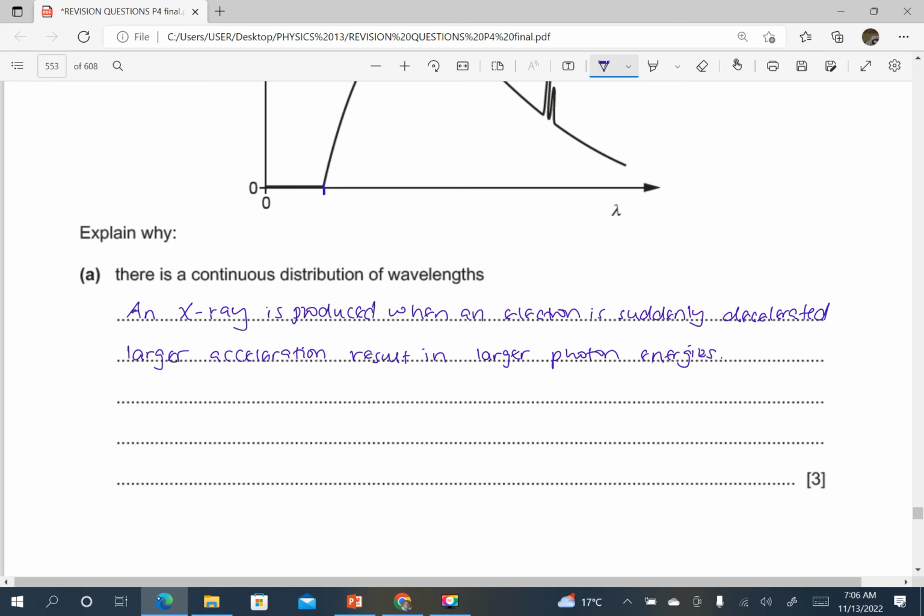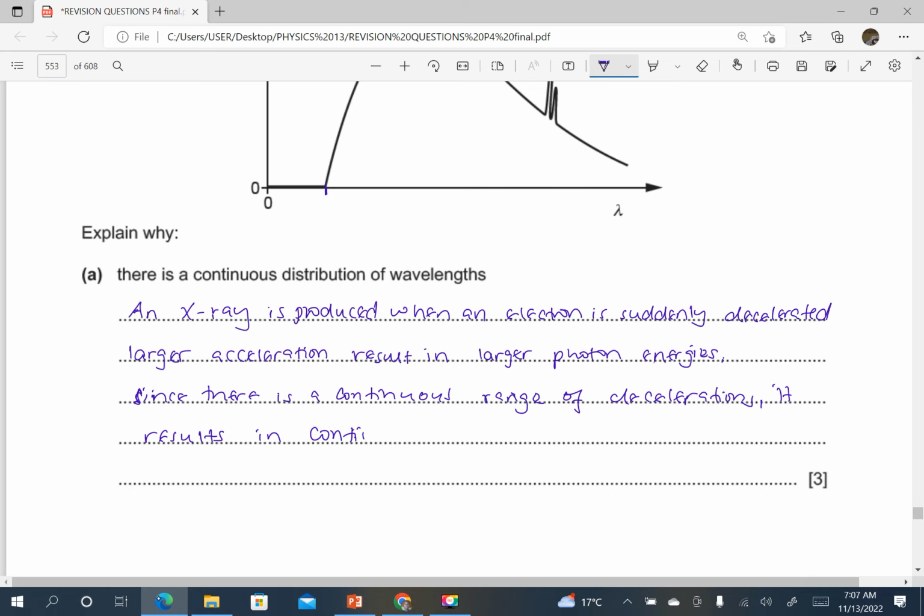Since there is a continuous range of decelerations, it results in a continuous spectrum of wavelengths.